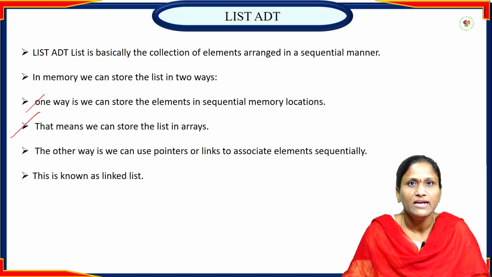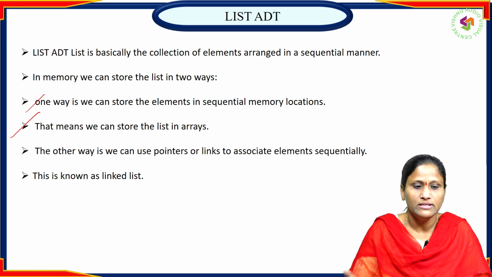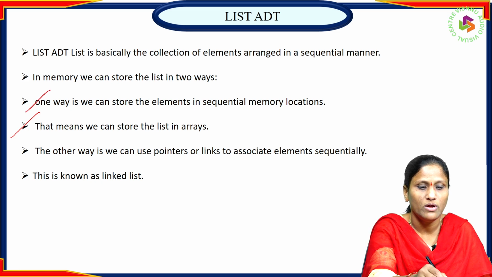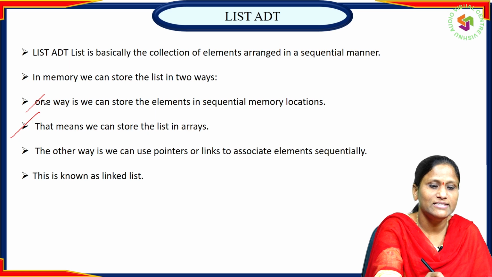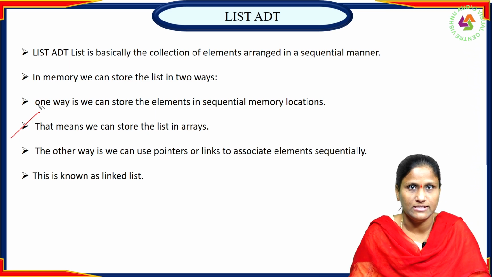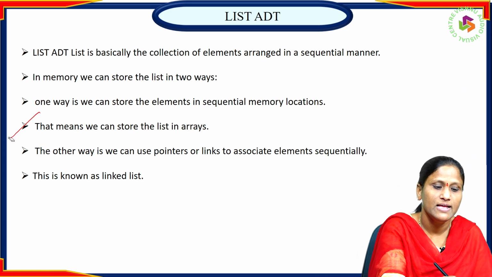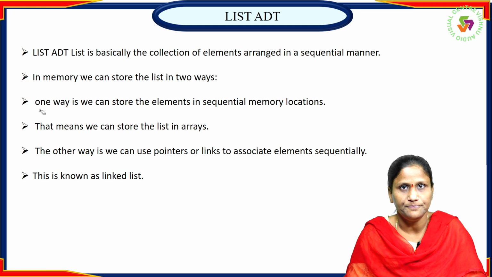It should not be different types. So this is already known. Array means we are already familiar. Now let us discuss what is list. What is the difference between the list and the array?